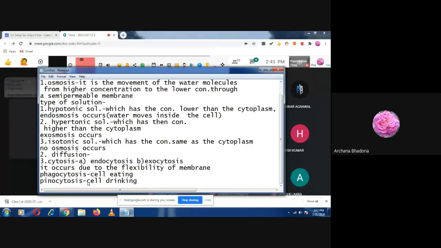And osmosis will depend upon the type of the solution, that is the tonicity of the solution. So on the basis of tonicity, you can write down here: type of solution on the basis of tonicity.